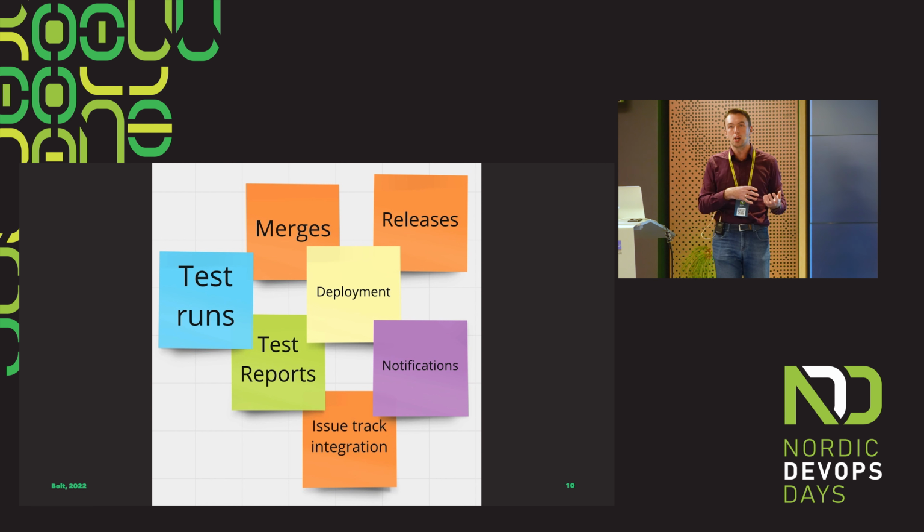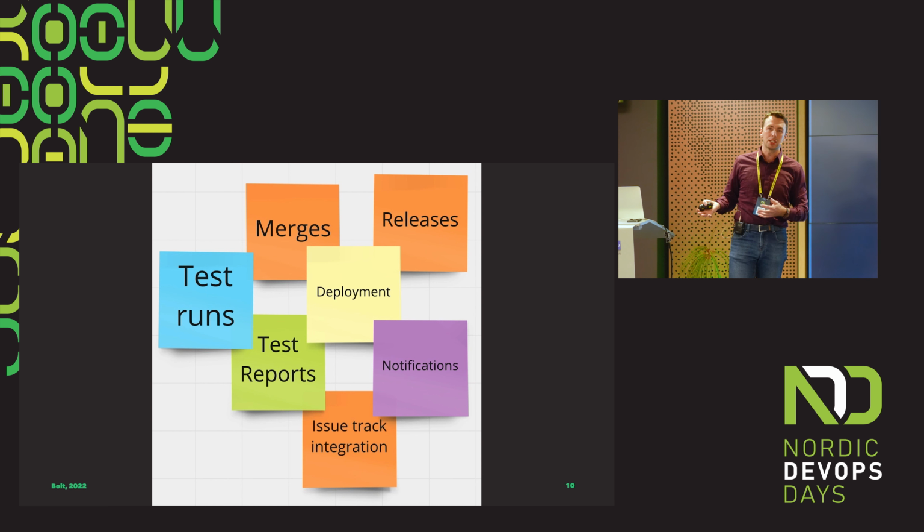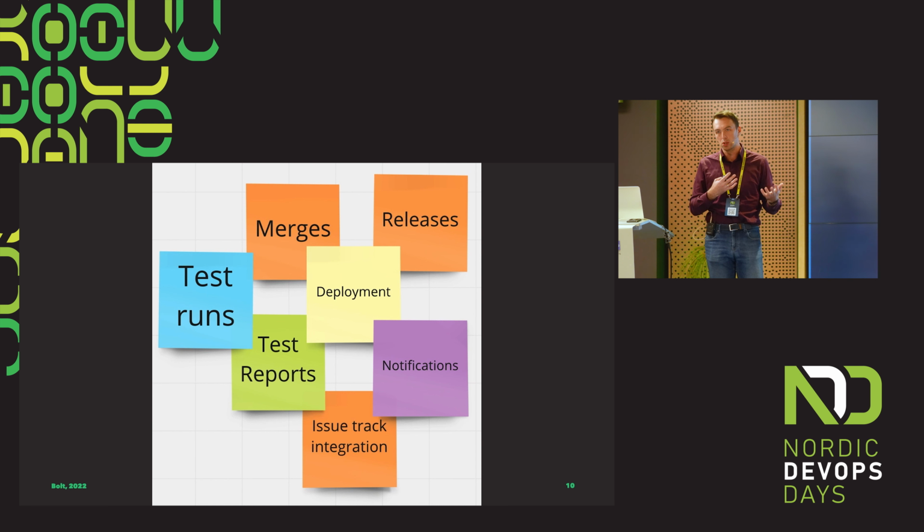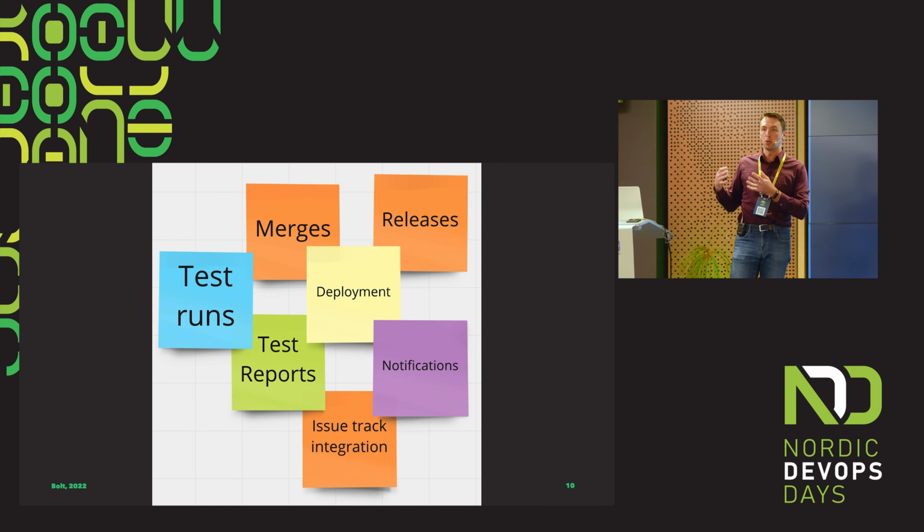We want to run our tests. We want to receive the test reports. We want to analyze what happened with those tests, which failed, which not, and what we want to improve. We want to receive the notifications about our build being successful or failed. We want to know that a particular task that we were working on completed successfully, right? So we want this issue tracker integration.